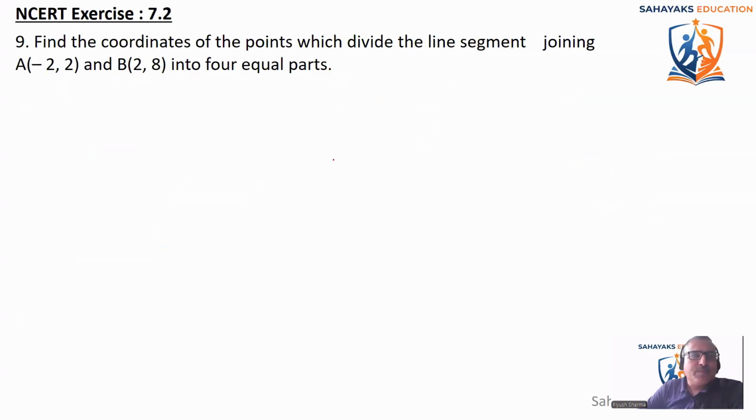Okay, coming to find the coordinates of the point which divide the line segment joining this and this into 4 equal parts. Now, previously we had 3 equal parts. Now we have to find 4 equal parts. Is it a difficult question? You tell me. This is A and this point is B. And we have to divide into 4 equal parts. 1, 2, 3. So there are 4 equal parts.